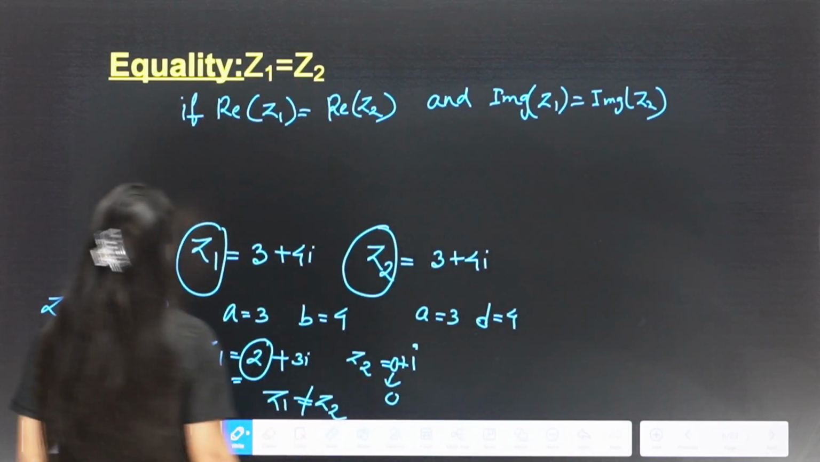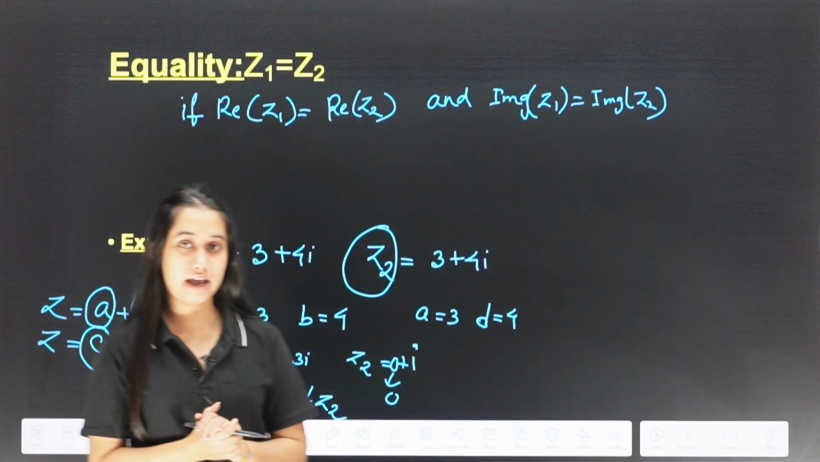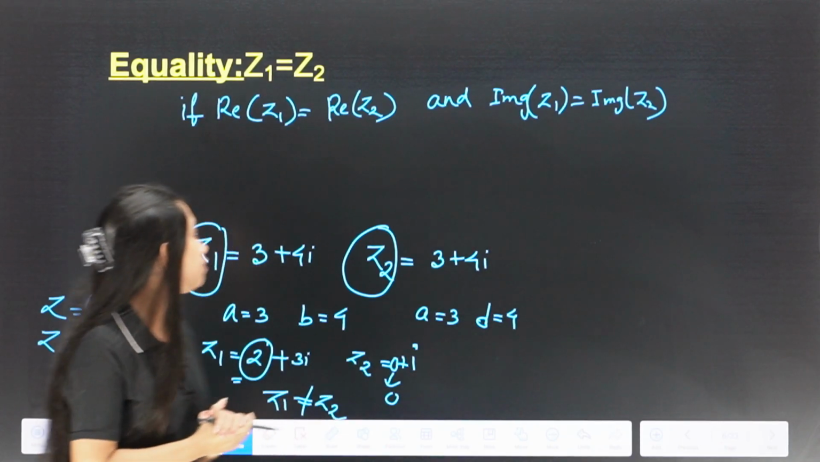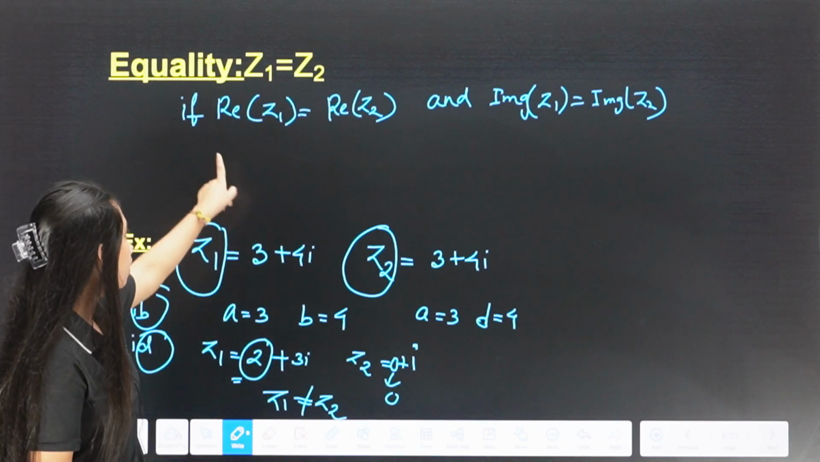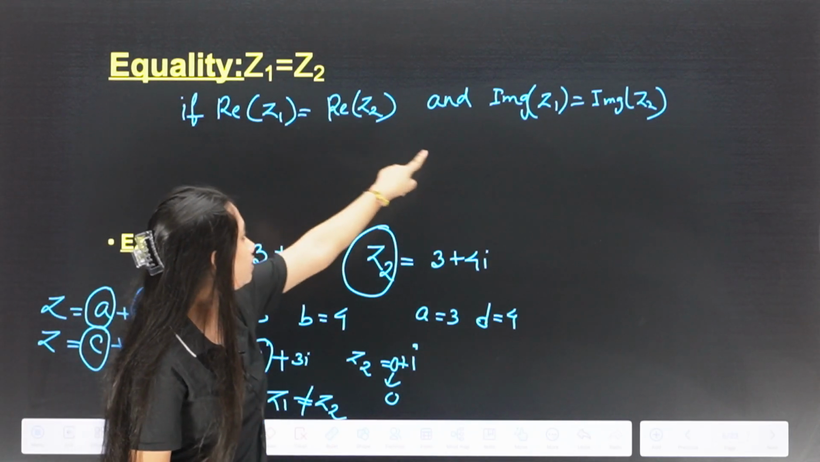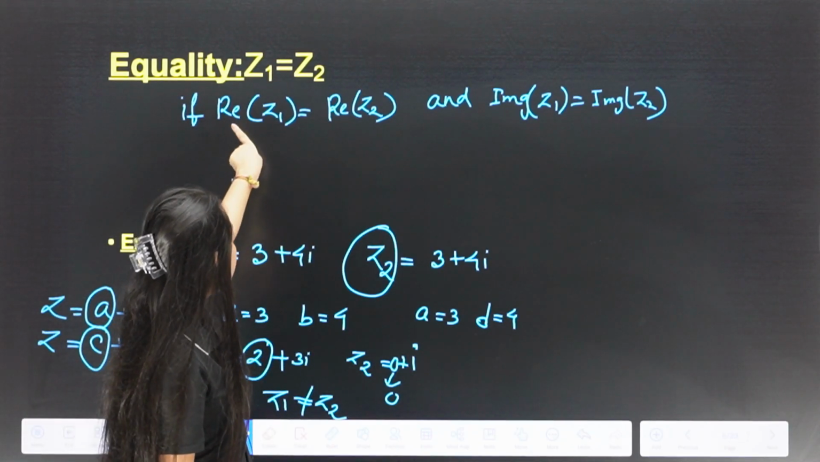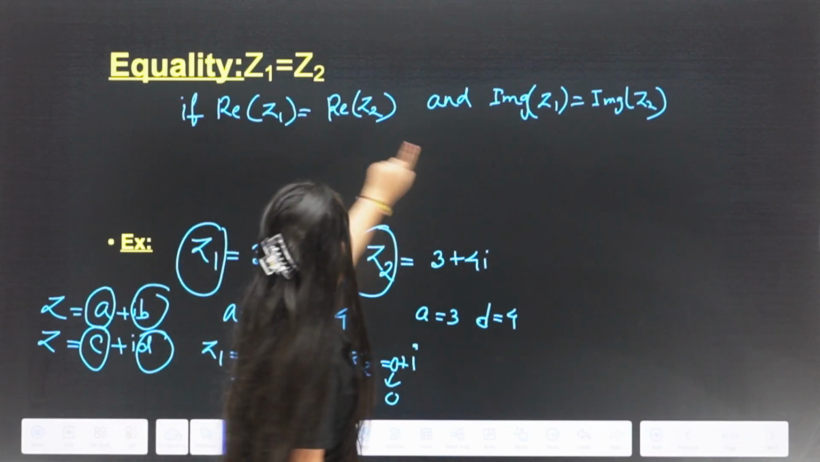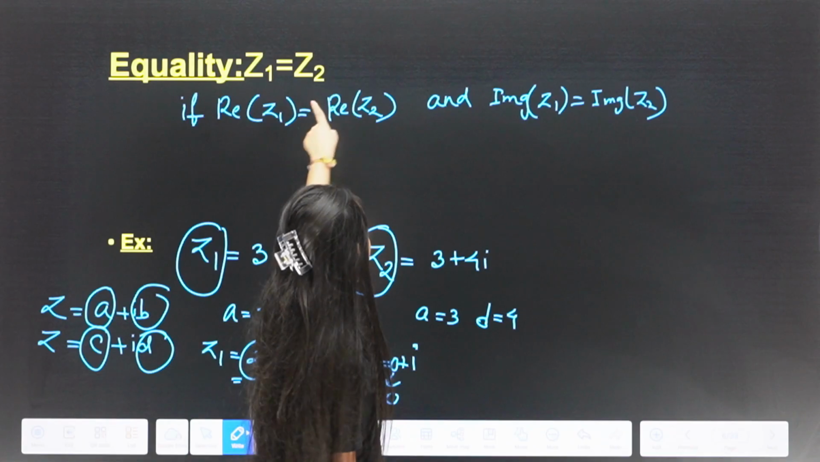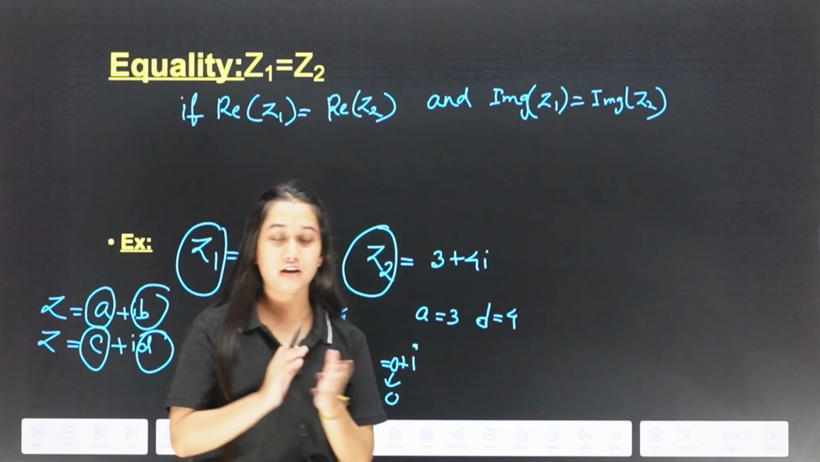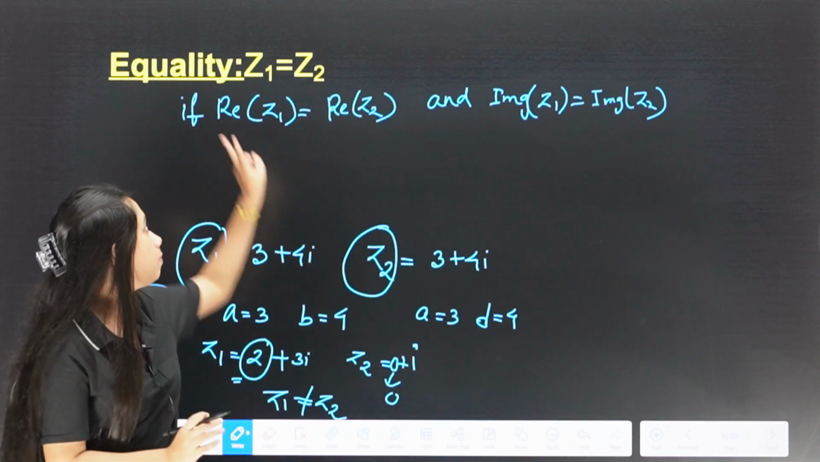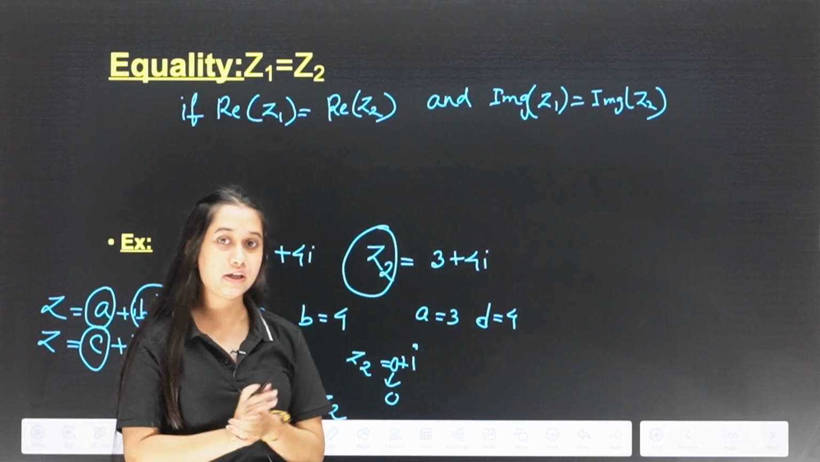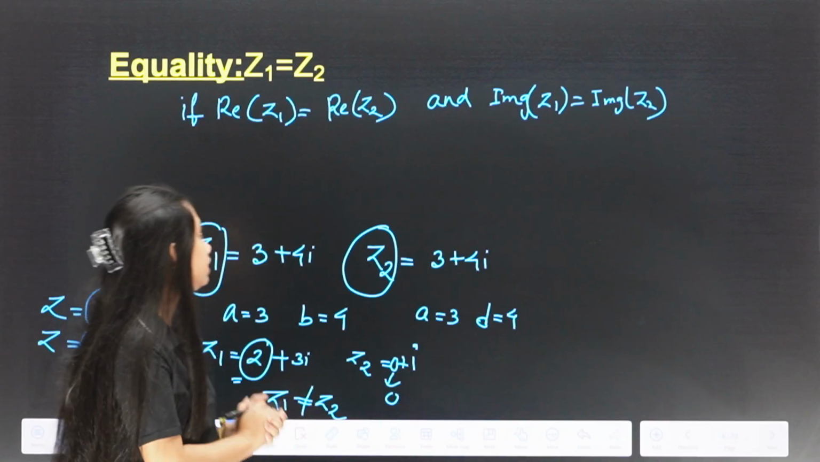So if we are asked to find whether two complex numbers are equal, we will simply simplify them. That is, we will find the real part of z1 and the real part of z2, and the imaginary part of z1 and the imaginary part of z2. Then if the real parts of both complex numbers are equal and the imaginary parts of both complex numbers are equal, we will say that z1 is equal to z2.